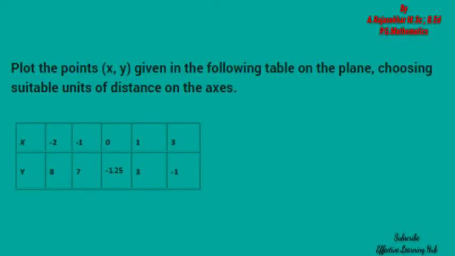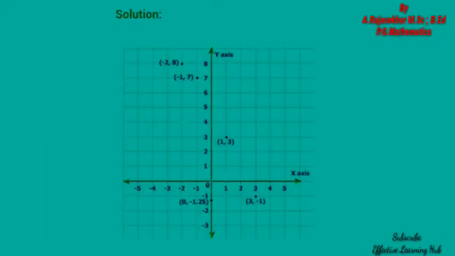Next question: plot the points (x, y) given in the following table on the plane, choosing suitable units of distance on the axes: (-2, 8), (-1, 7), (0, -1.25), (1, 3), (3, -1). So draw a diagram: x-axis, y-axis, x', y', 0, 1, 2, 3, 4, 5, next -1, -2, -3, -4, 5; y-axis 1 to 8, y', -1, -2, -3.